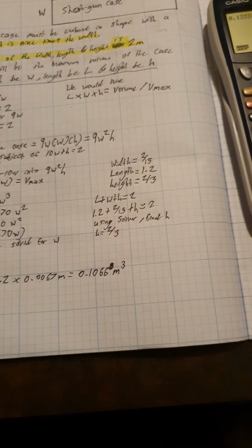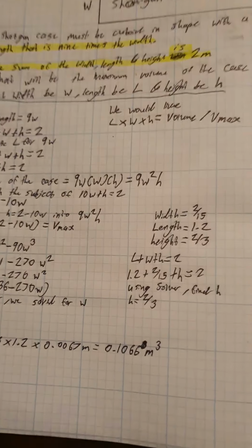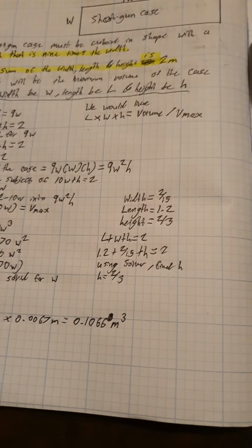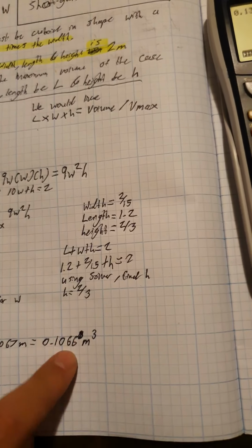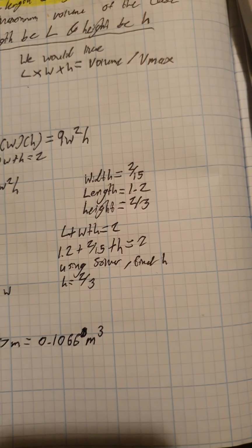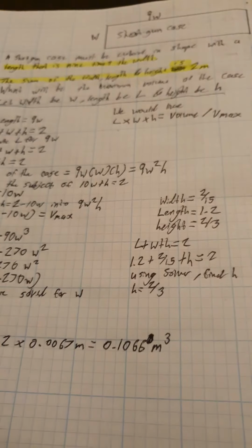cubic meters. And I'm not going to round that to one significant figure or one decimal place, 0.1 cubic meters, because if you change cubic meters to litres, this one, for instance, would be 106.6 litres, and I mean, we're not using litres, but you know, if we did, yeah. Anyway, yes.